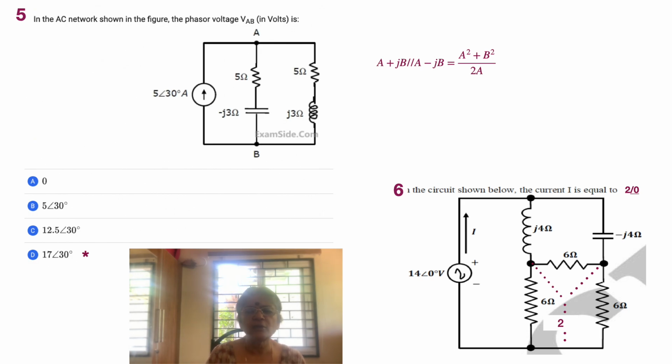Of course the j component gets removed, since we would be multiplying and dividing both by the conjugate, etc. But don't go for all that in the exam context. Just remember that if A plus jB and A minus jB are in parallel, then the result is going to be A square plus B square divided by 2A, which is the real component.